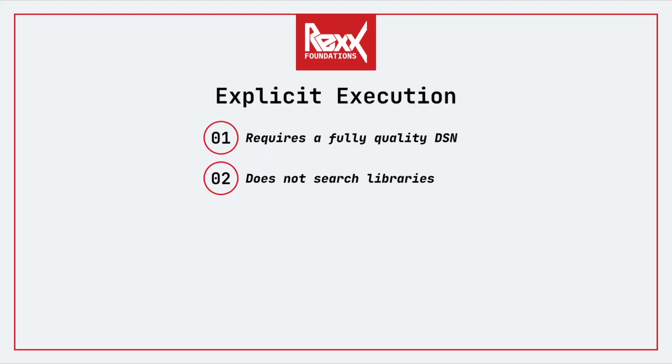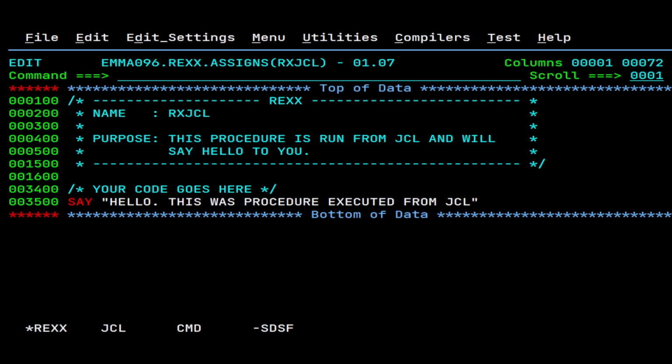Now, with explicit execution, we need to know a couple pieces of information. The first being the fully qualified dataset name, and the second being the member name itself. And what's kind of neat about this is the system doesn't need to go searching through any libraries because it knows exactly where the exec is that it's trying to execute. Let's take a look at how we can do this.